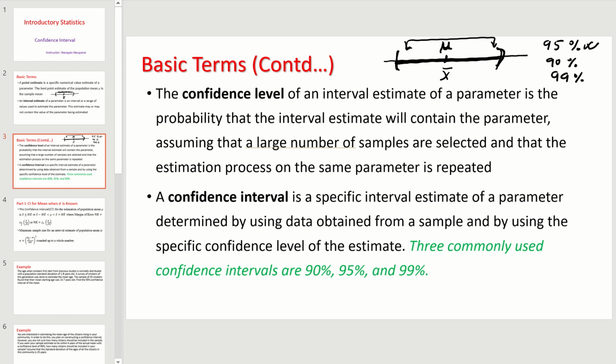That is the meaning. So confidence interval is a specific interval estimate of a parameter determined using the data obtained from sample using a specific confidence level. So in order to obtain the confidence interval, we must have some sort of information about the sample, and we must also have the confidence level at which we are estimating the parameter. As I mentioned before, there are three commonly used confidence levels. They are 90%, 95%, and 99%. Okay, let's go to the confidence interval for mean.